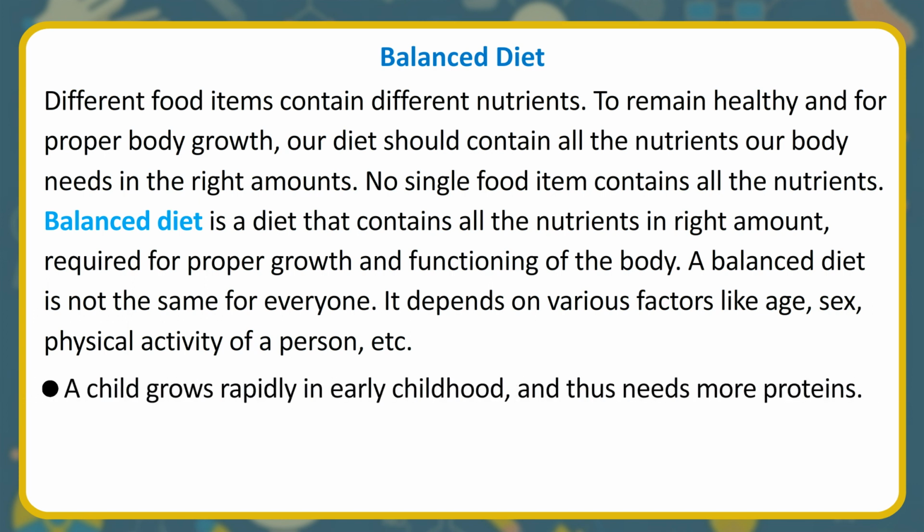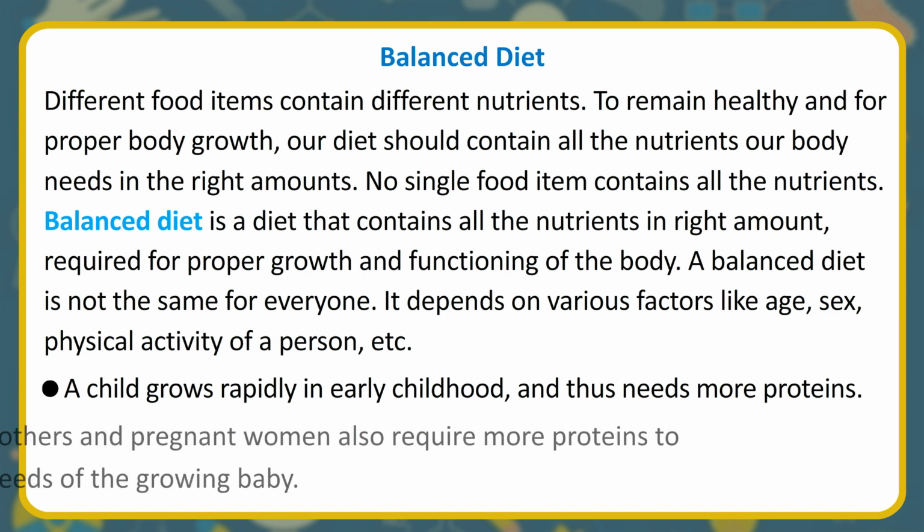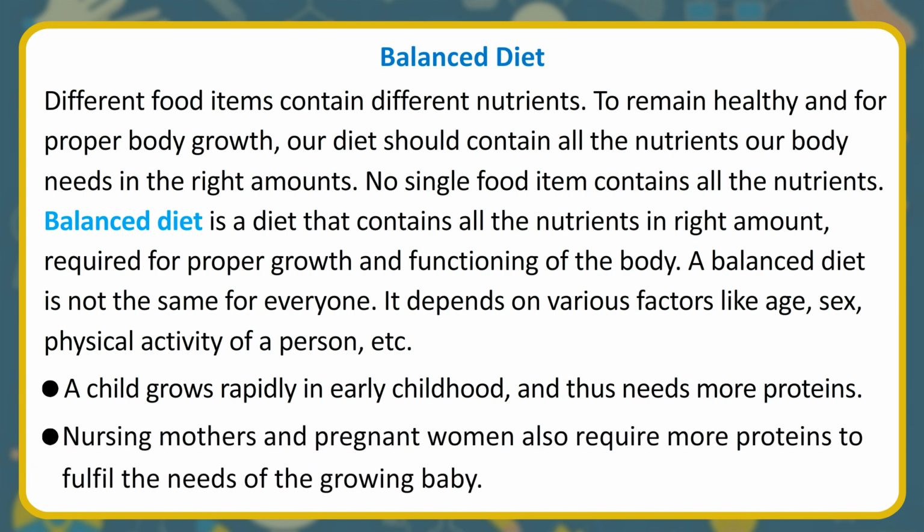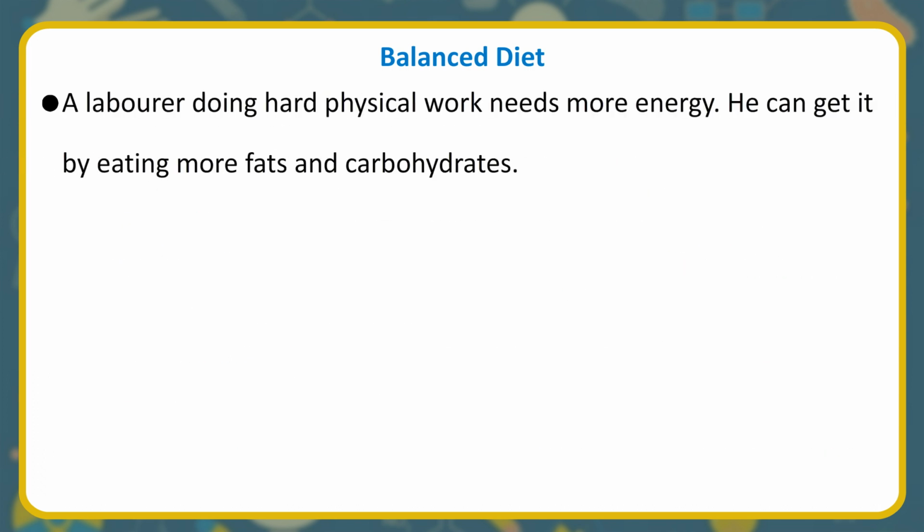A child grows rapidly in early childhood and thus needs more proteins. Nursing mothers and pregnant women also require more proteins to fulfill the needs of the growing baby. A laborer doing hard physical work needs more energy. He can get it by eating more fats and carbohydrates.